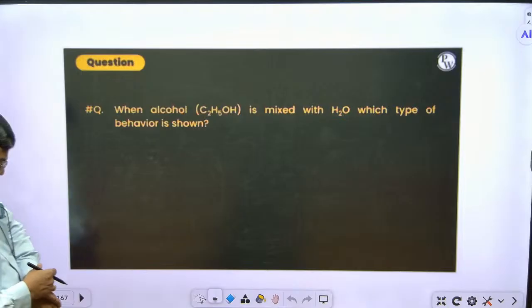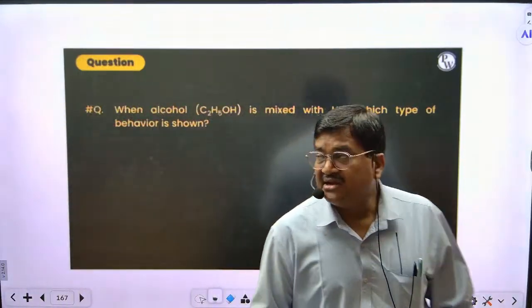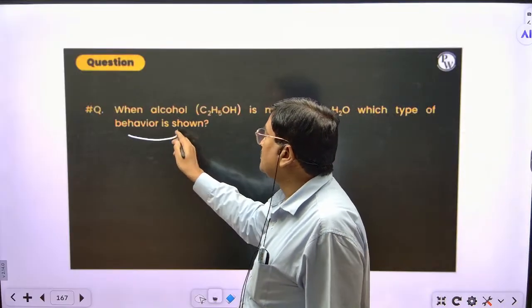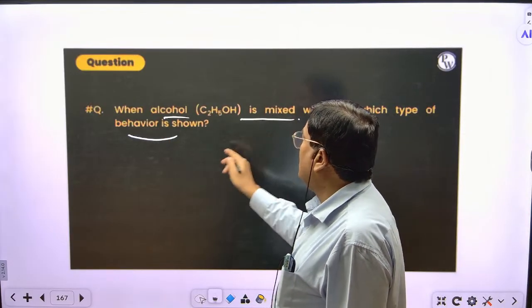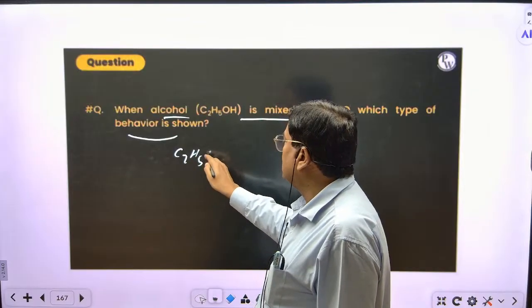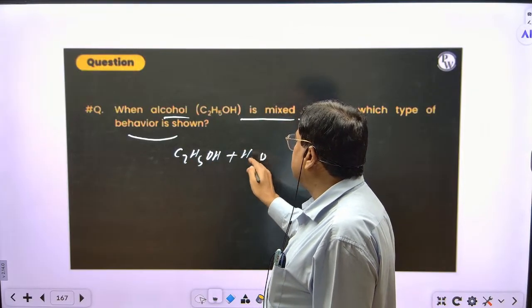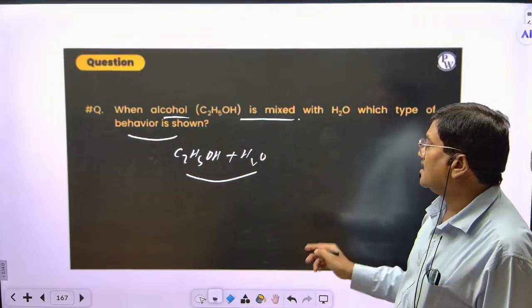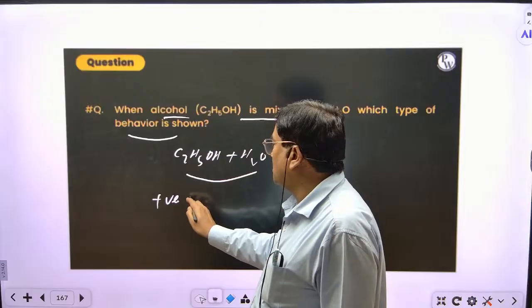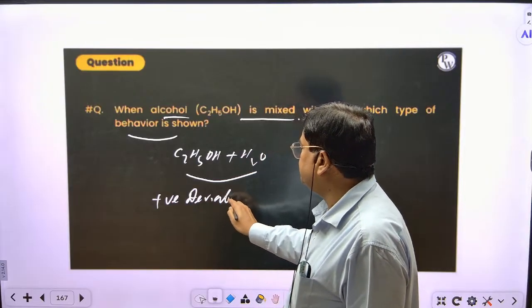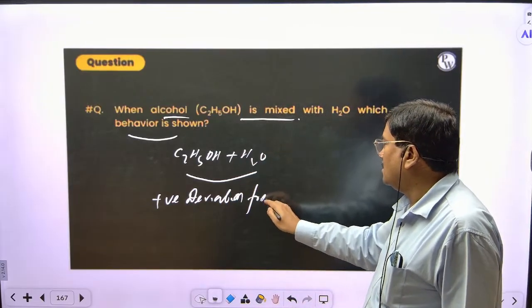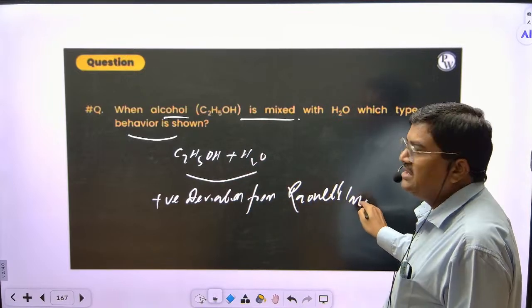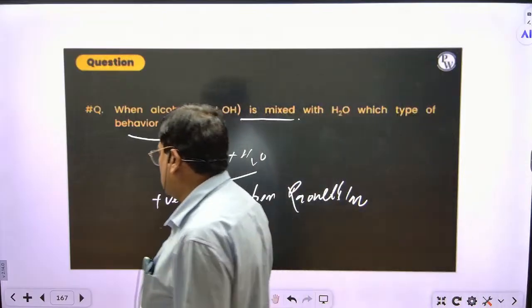Tell answers for this, write it fast, last 5 minutes. When alcohol is mixed with water, which type of behavior is shown? Ethyl alcohol with water, students. What happens? H bond breaking, no? So it comes under positive deviation from Raoult's law. Getting idea all of you? Ethyl alcohol mixed with water. Correct.